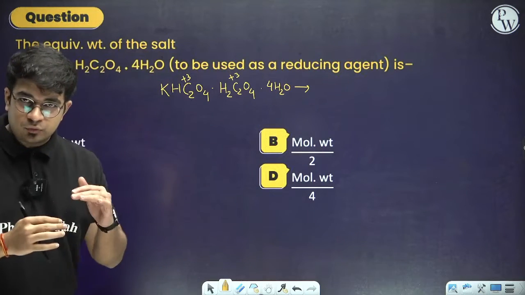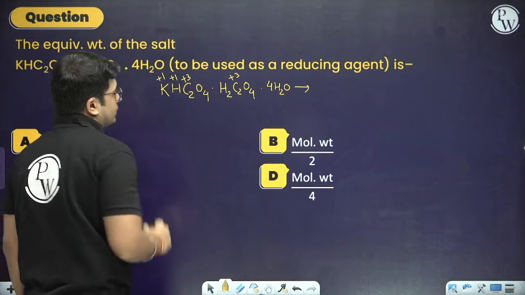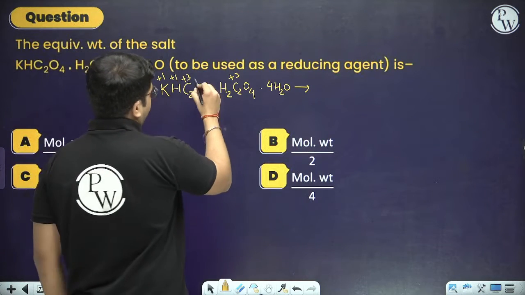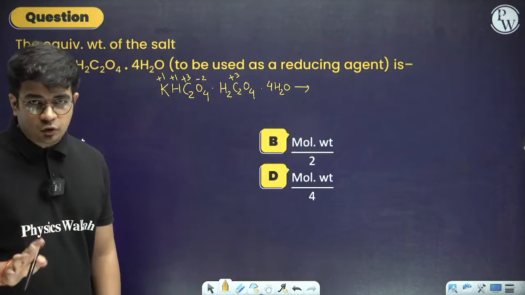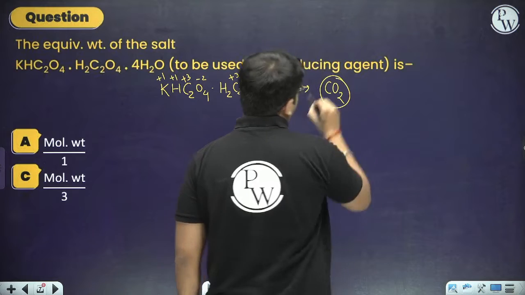Reducing agent means which can oxidize itself. Potassium is present in +1. Hydrogen is present in +1. Oxygen is present in -2. So oxygen is not going to participate. It's going to form CO2 only if it is acting like a reducing agent.